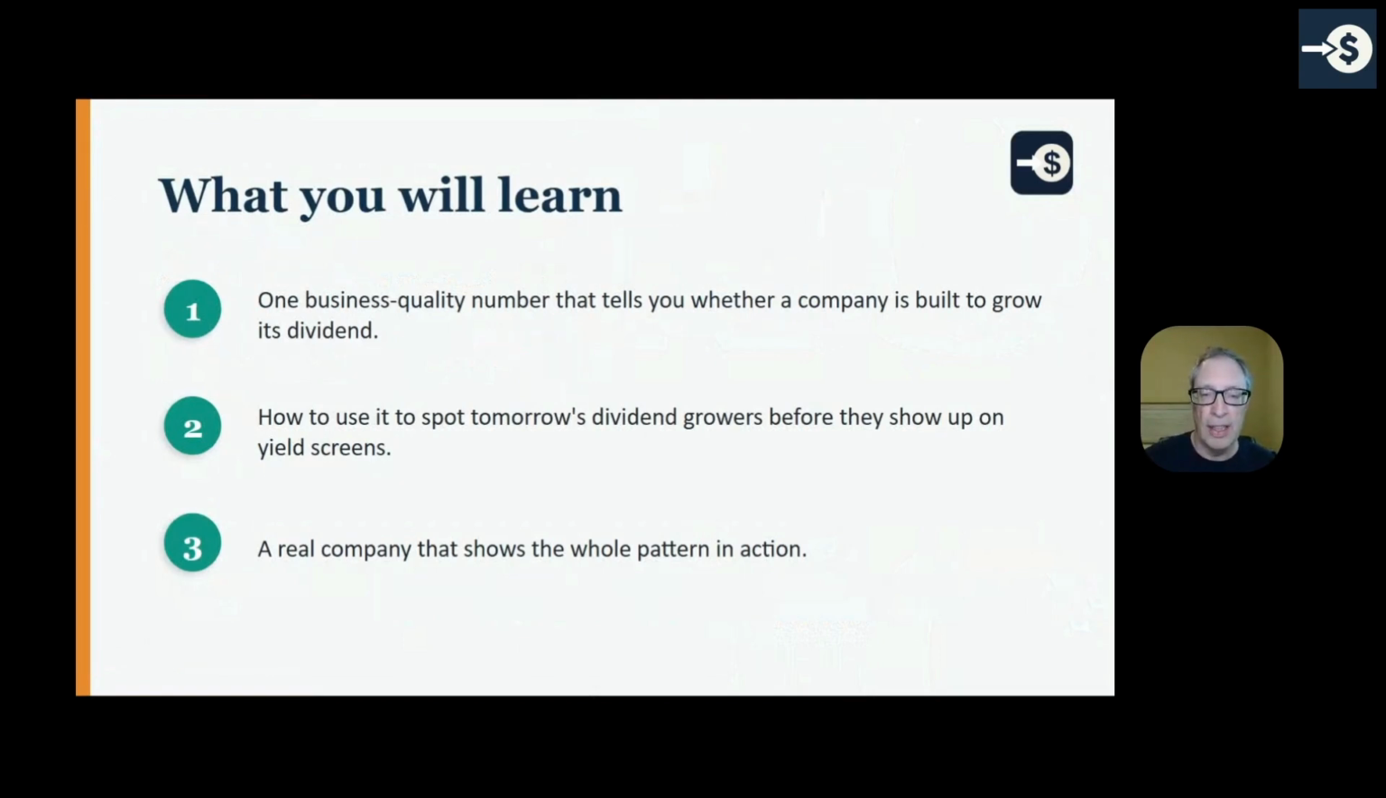What we're going to learn today is one business quality number that tells you whether a company is built to grow its dividend; how to use it to spot tomorrow's dividend growers before they show up on yield screens; and number three, a real company that shows the whole pattern in action. That's what we're going to work through today. Let's move on to the second slide.